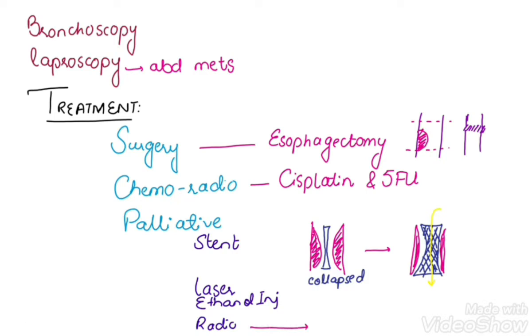Radiotherapy is used to relieve bony pain due to bony metastasis. Surgery is the treatment of choice, and chemoradiotherapy is used as adjuvant. Radiotherapy is not indicated in adenocarcinoma, which is radioresistant. Palliative is used only to relieve pain and dysphagia and does not cure the patient.